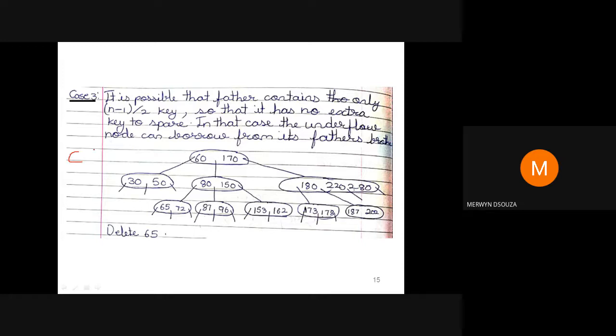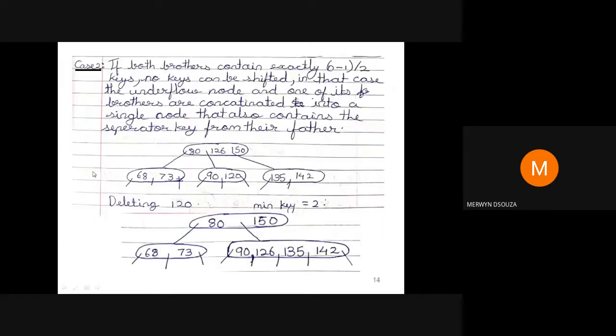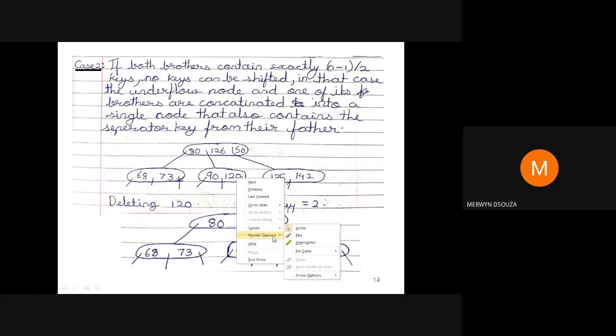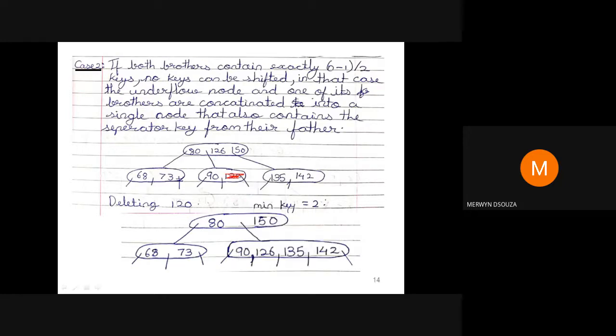So I look at whether I can apply case 2. In case 2, if you remember, we were deleting 120. When we were deleting 120, both brothers were not having extra keys. What we decided was to take this key down, which is separating the nodes that we want to merge, and merge these two nodes. This was case 2.